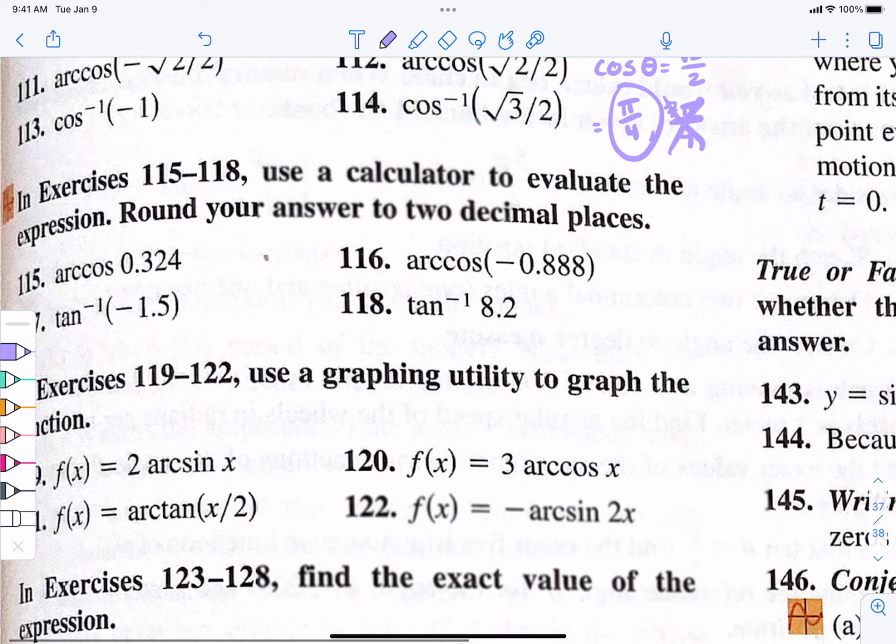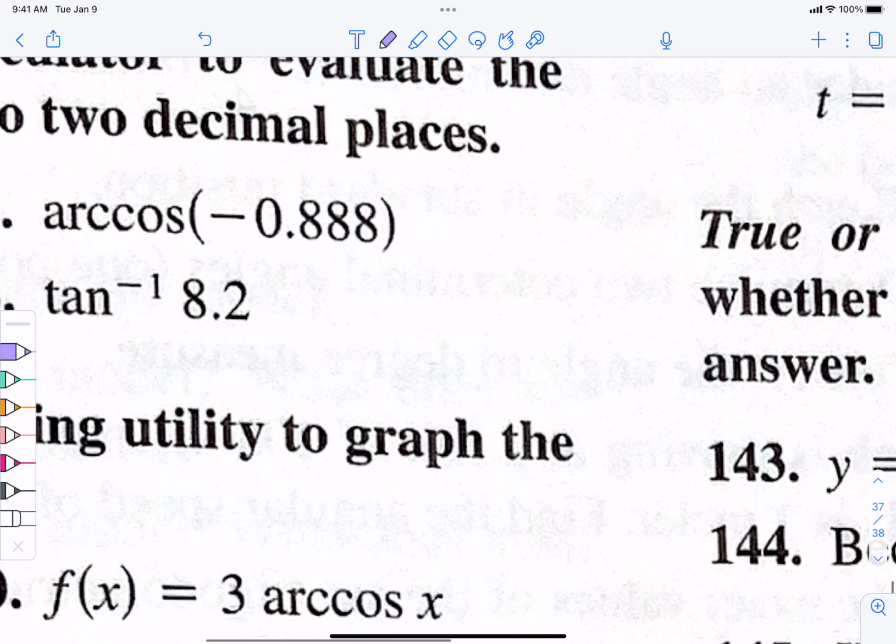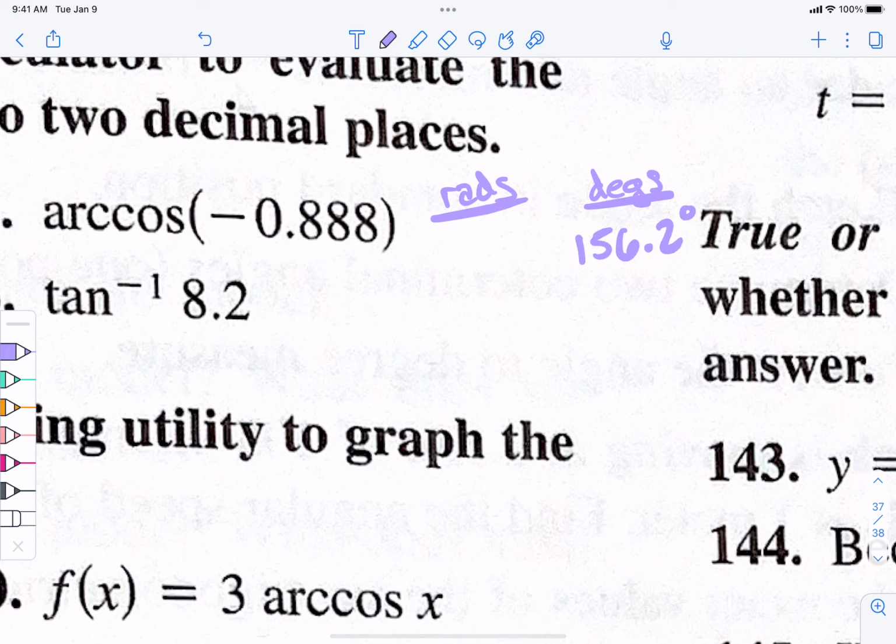Use the calculator to evaluate the expression. Do you want your answer in radians or degrees? Let's do both. I like radians, way better than degrees. I'm just kidding. I will specify which one I want on the test. 152.6 degrees. I'm dyslexic. 152.6 degrees.